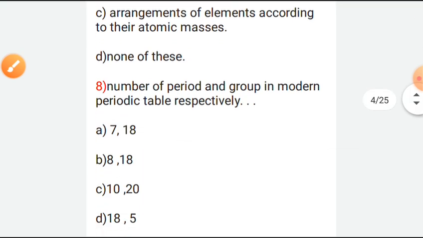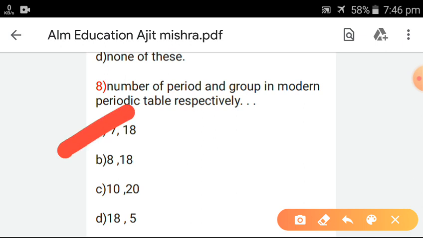Next question. Number of periods and groups in the modern periodic table. In the modern periodic table, how many periods and how many groups are there? Option A, 7 and 18. Option B, 8 and 18. Option C, 10 and 20. Or option D, 18 and 50. What will be the correct answer? Choose the correct answer. The answer will be option A, 7 and 18. In the modern periodic table, there are 7 periods and 18 groups. Next question.